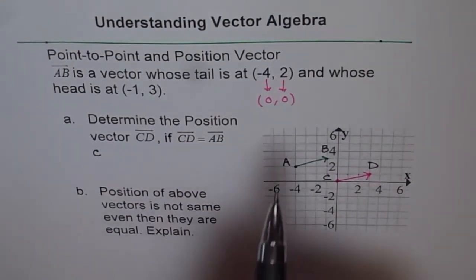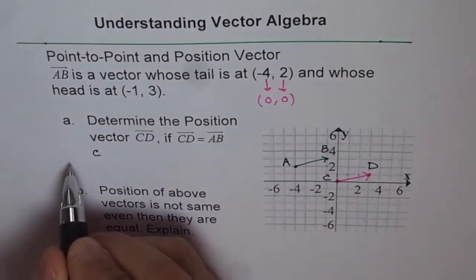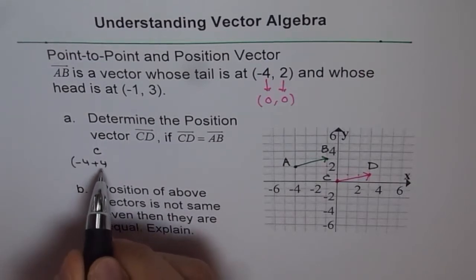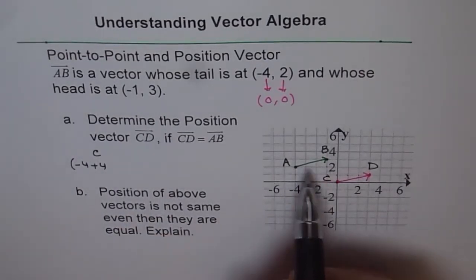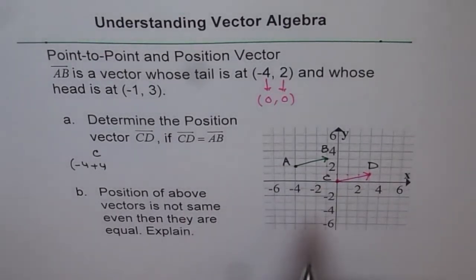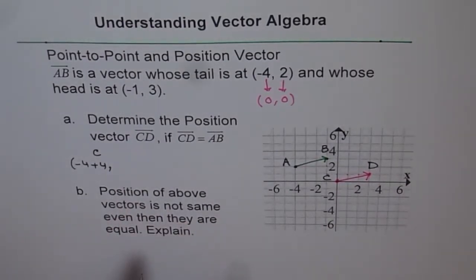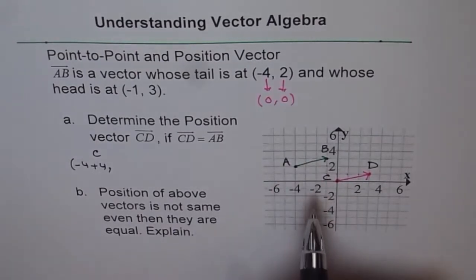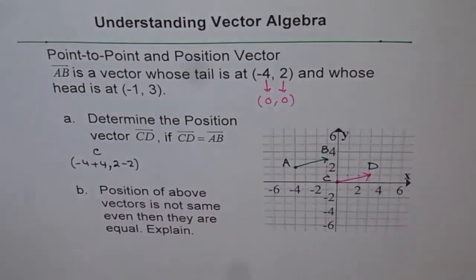So what we see is that to get to 0, 0, what do we do? We do -4 plus 4, right? So we are moving 4 units to the right, right? -4 plus 4 moves right. That is the X or horizontal translation. And as far as Y is concerned, we are moving 2 units down. That means -2. So we went from 2 to 0. So that is how we got C, right?